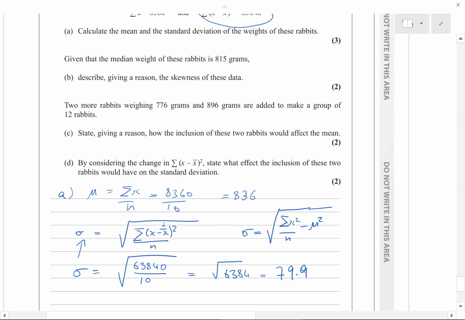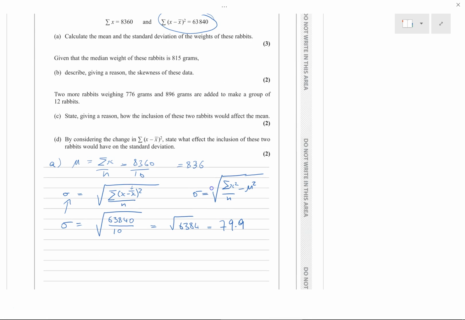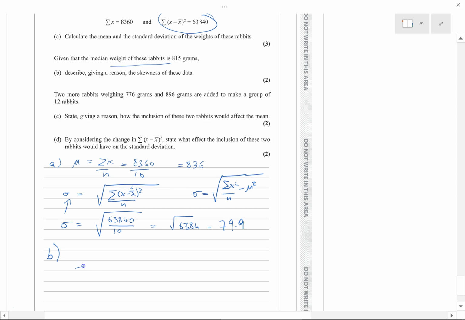Okay. Right, now let's carry on with this. So we've got B. Given that the median is 815, describe the skewness and give a reason as well. So we can't just take a guess. There's 2 marks for it anyway. Well, the test is whether the mean is greater than the median here.